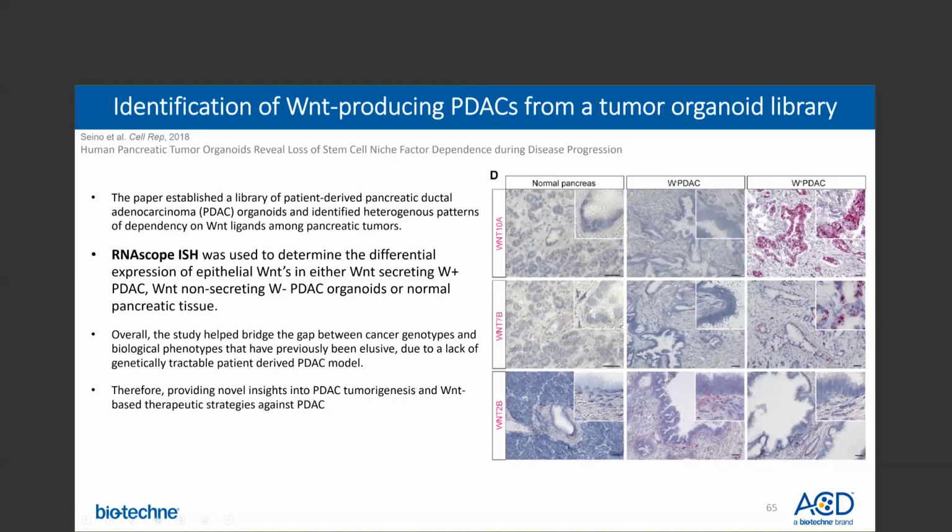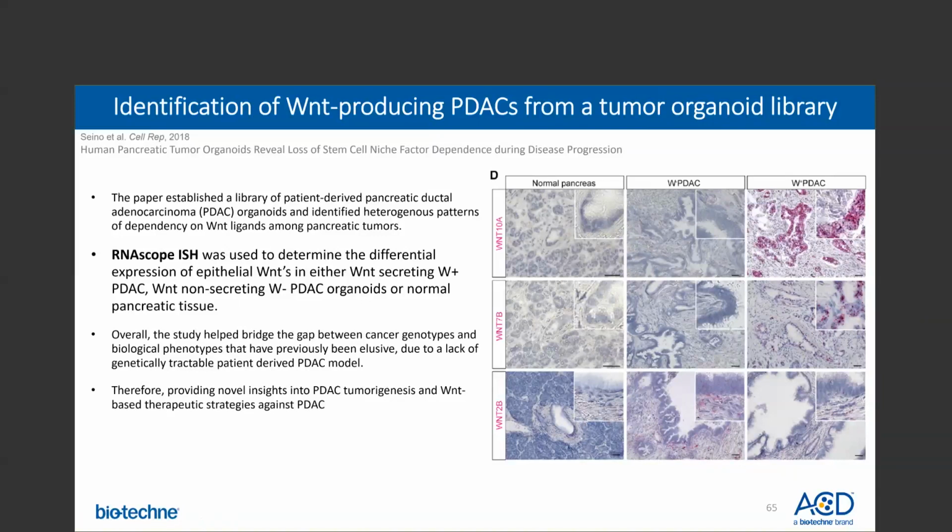And as you can see in the panel, there is a very high heterogeneity of Wnt expression within different tumors. This highlights that the role of Wnt in pancreatic cancer progression can be different for different tumors. And using the RNAscope assay, they were again able to identify which cell types within these organoid tumors are actually producing these Wnt ligands. So with that, I transfer the platform back to Tapan.